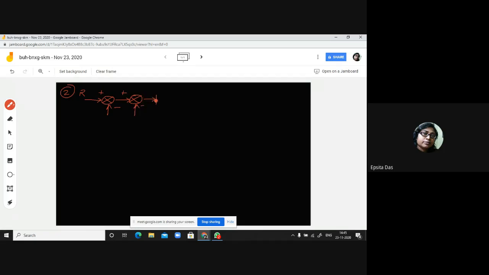Now there comes a block which is G1, and then again there is a summer. Okay. So this summer has a plus from this, and there is a minus over here. Now from this point, there is a takeaway point, and the takeaway point is going to the second summer from the first, and here there comes the feedback element H1.